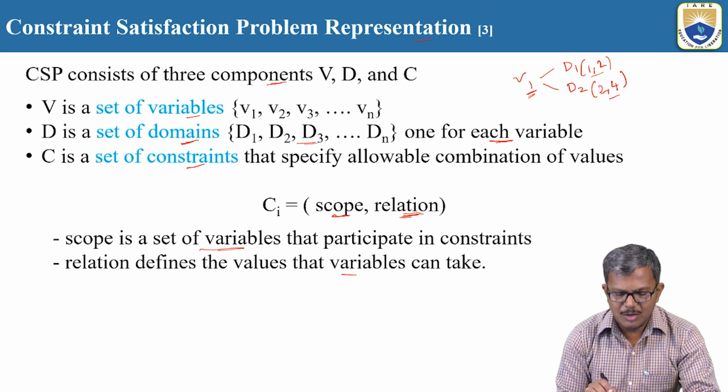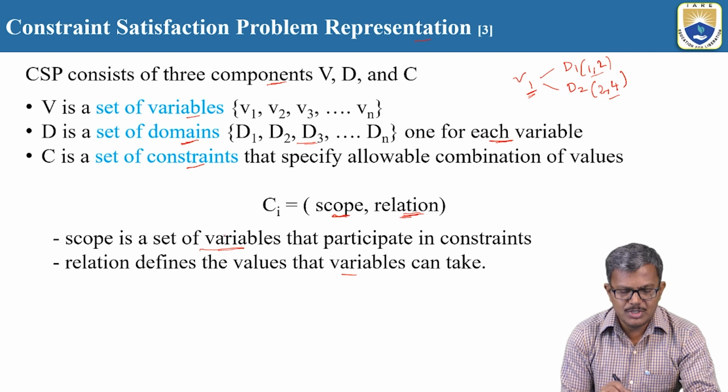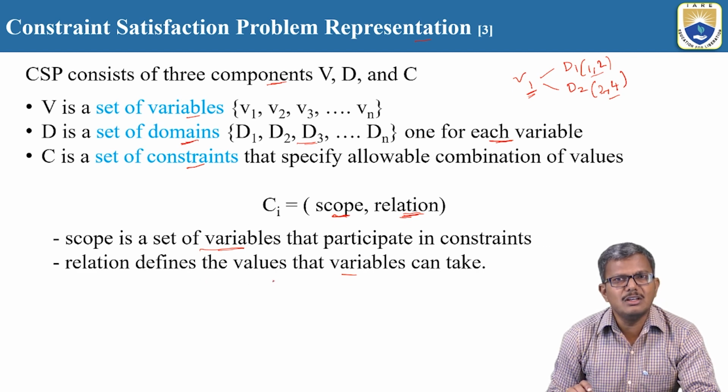I am repeating once again, whenever I say it is a constraint satisfaction problem, it is going to have two parameters. One is scope and another one is relation. The scope is going to talk about the set of variables which are participating in framing that constraint, and the relation is going to define the values that variables can take.